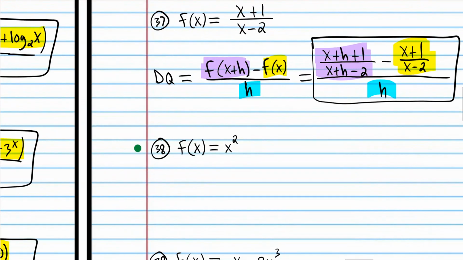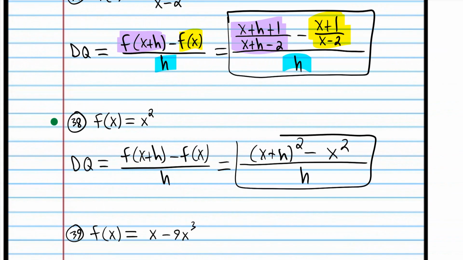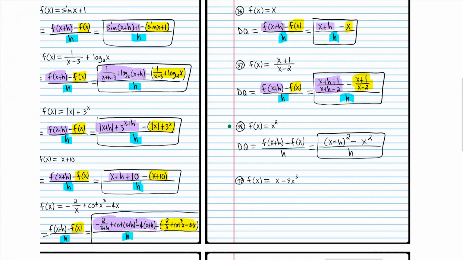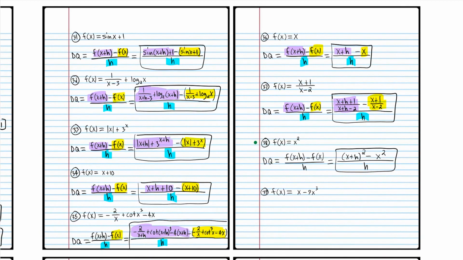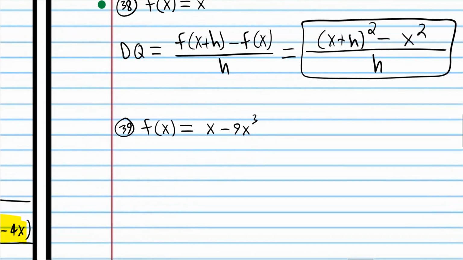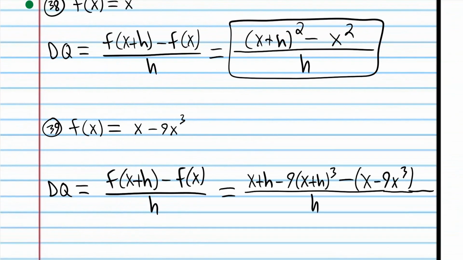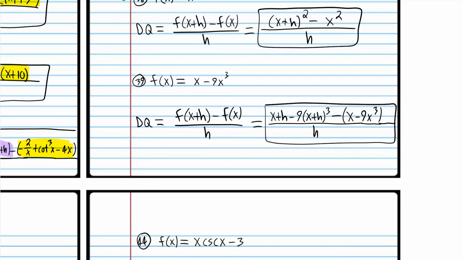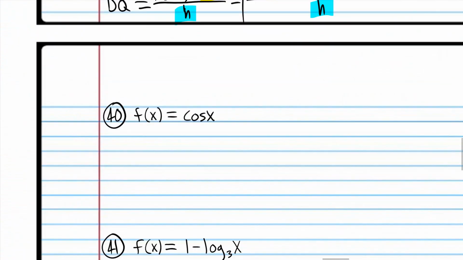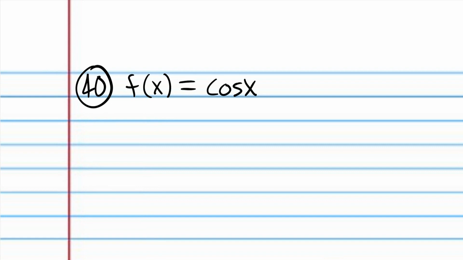Alright, we're back. So that is the difference quotient. So if you got that right, excellent. Go ahead and try number 39. When you come back, we'll do it together. Alright, we're back. So, there you go. If you got that right, excellent. That is the difference quotient. Go ahead and try number 40. When you come back, we'll do it together.